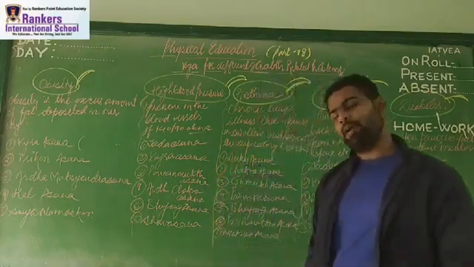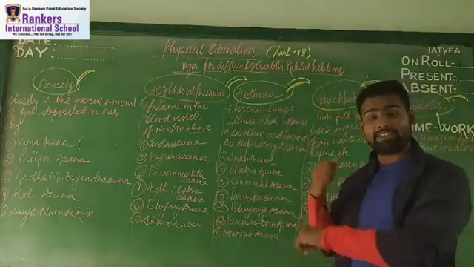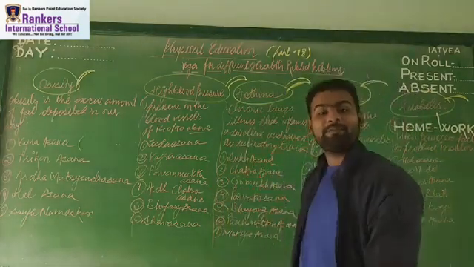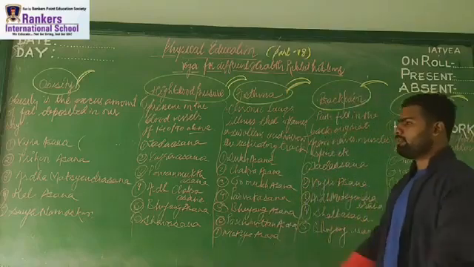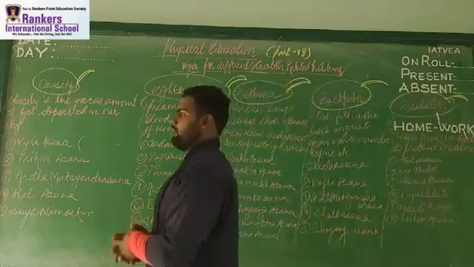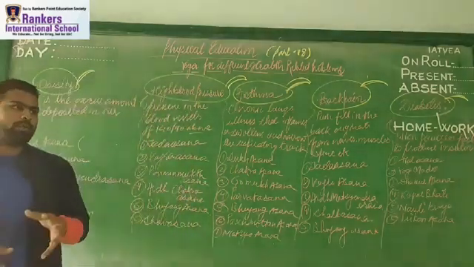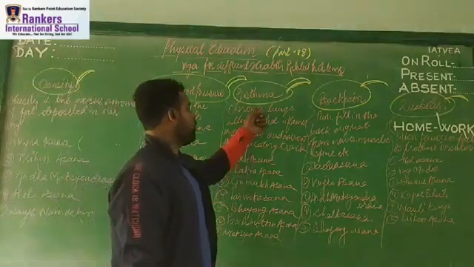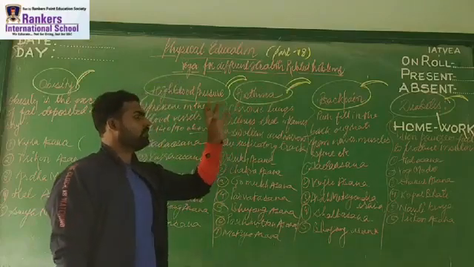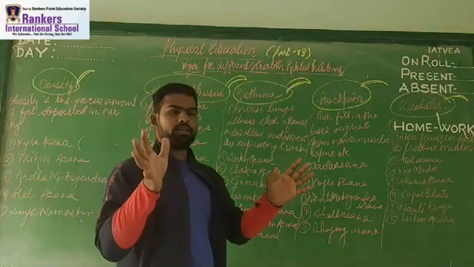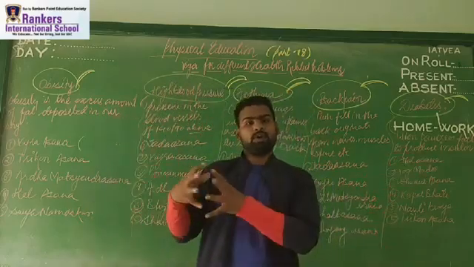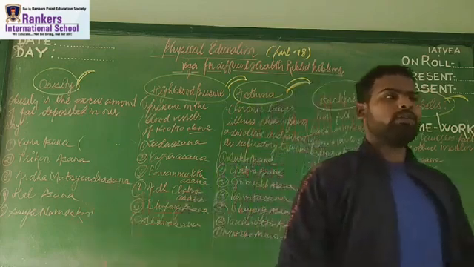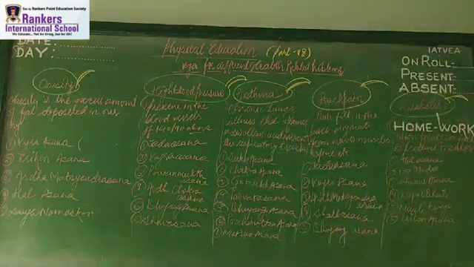Got it, dear students? Now let's come to the next topic, and our next disease is asthma. Now what is asthma? Asthma is a chronic lung disease, a problem related to the lungs. If I say it's chronic, you must have understood earlier that diseases are of two types, acute and chronic. Acute means a disease for a short period of time. Chronic is a disease which lasts for a long period of time. So asthma is a chronic lung disease, dear students.